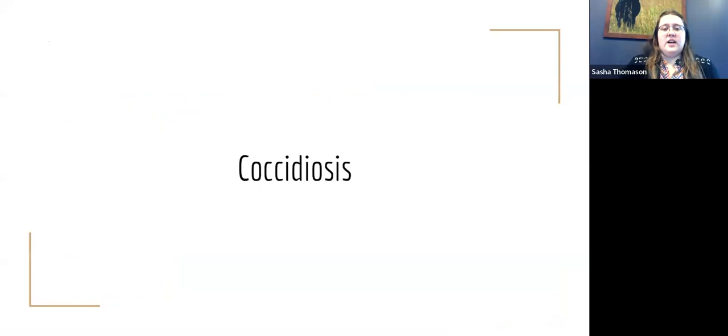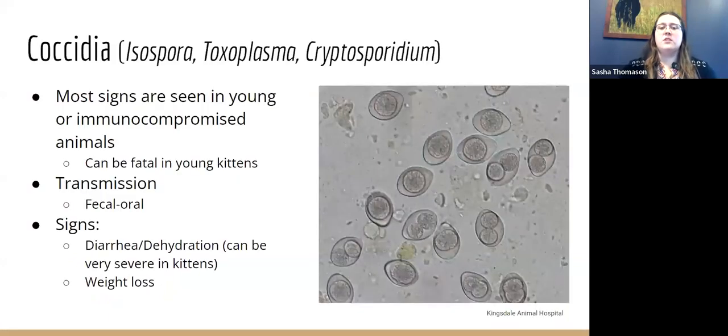All right, and then the last intestinal parasite is coccidiosis or coccidia. There are multiple different species. We just kind of group them all together and call them coccidia. Most commonly, you're only going to see signs in your young animals or if an animal is immunocompromised. For young animals, it can be severe enough to be fatal, especially in young kittens. This is normally a fecal oral transmission as well, a commonality with the others there.